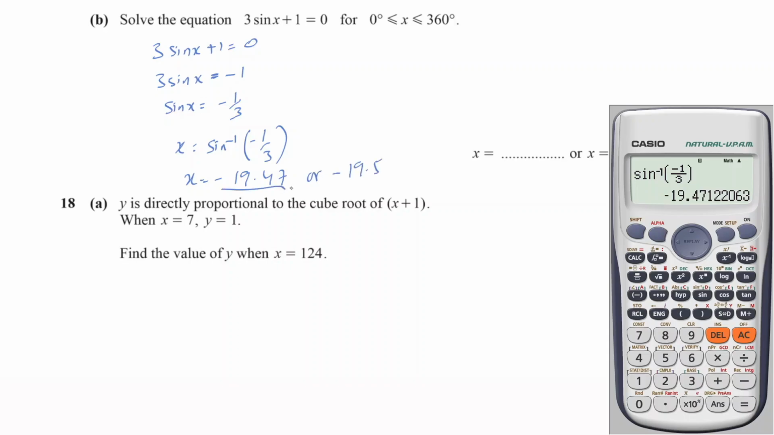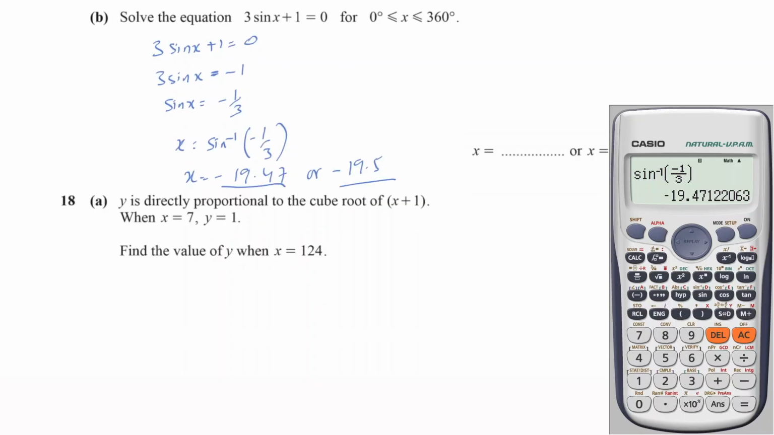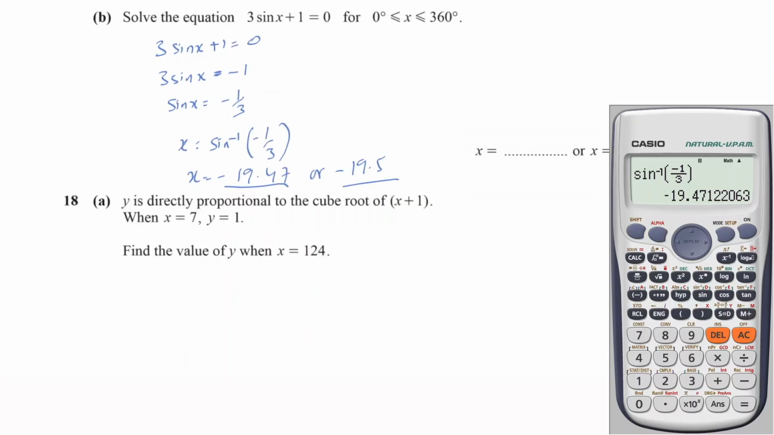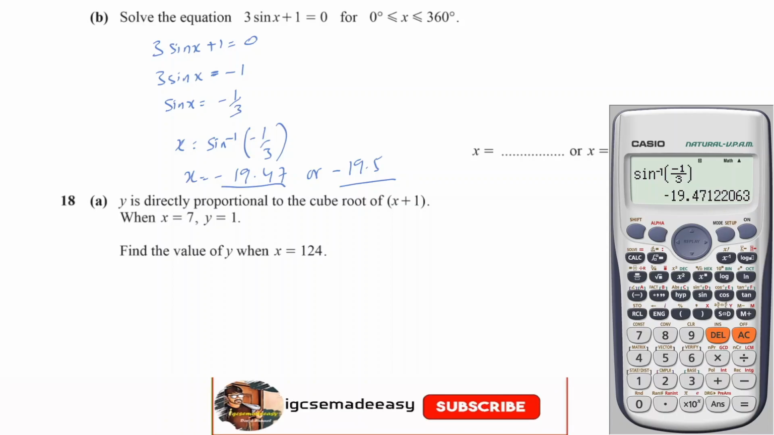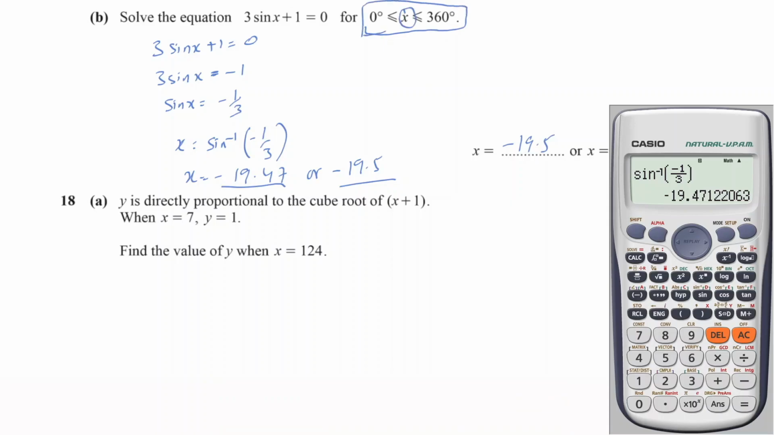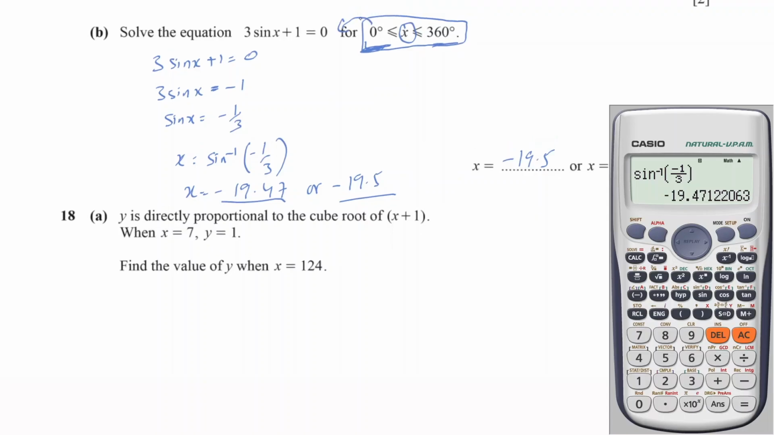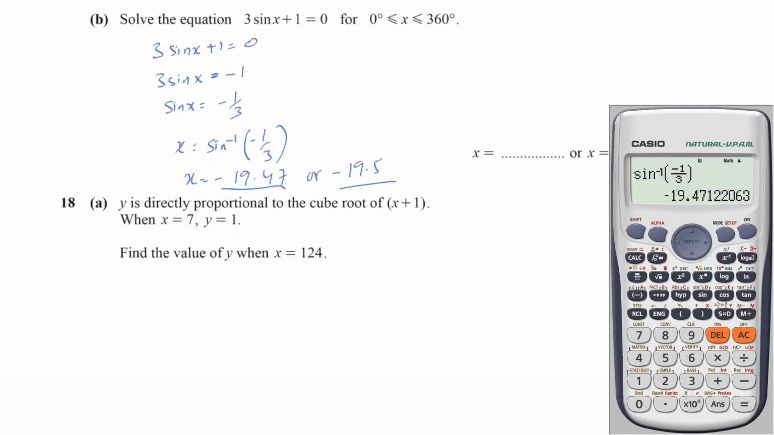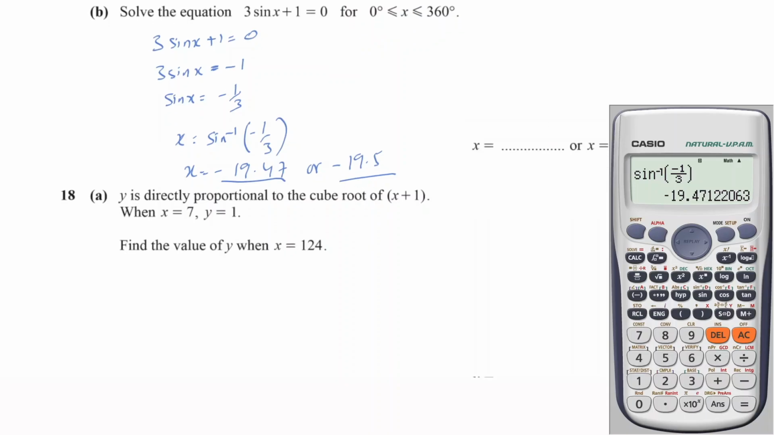Any of the answers we can take, but we cannot write the value of x as minus 19.5. The reason is that the value of x should lie between 0 and 360, and minus lies before 0. I hope you understand that. So minus 19.5 cannot be the answer. Sometimes we get an answer for x that fits exactly between 0 and 360, but here it's not fitting.